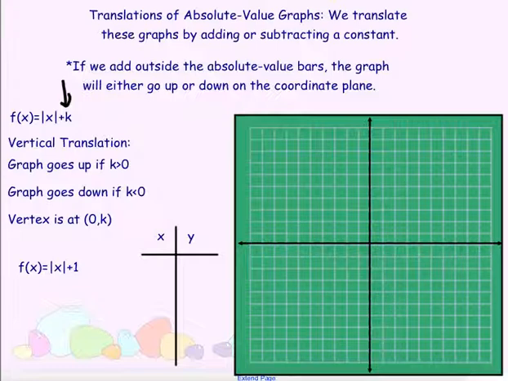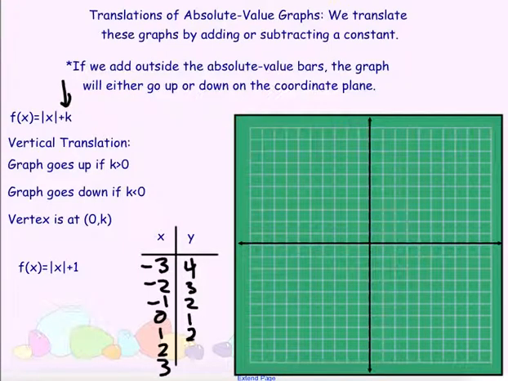All right, so let's look at f of x equals the absolute value of x plus 1. We're still going to plug in -3, -2, -1, 0, 1, 2, and 3. We can pick lots of different possibilities, but just for the sake of ease, let's just pick these ones. So when I plug in the absolute value of -3 plus 1, we get 4. Absolute value of -2 plus 1 is 3. Absolute value of -1 plus 1 is 2, 1, and then we start going up again, 2, 3, and 4.